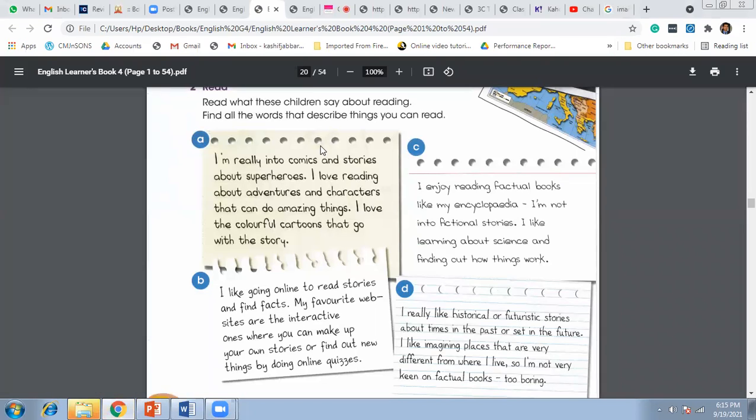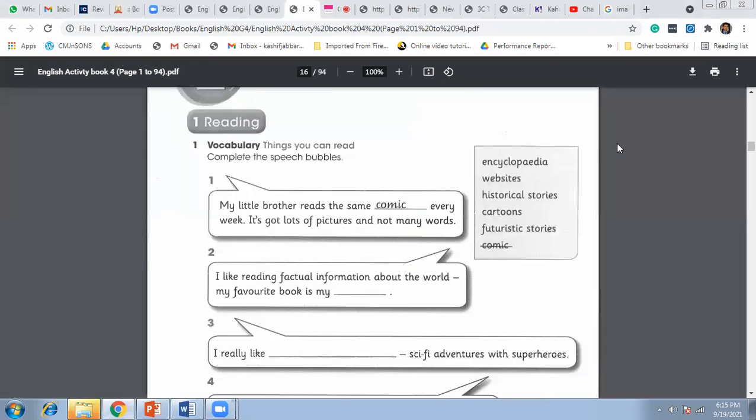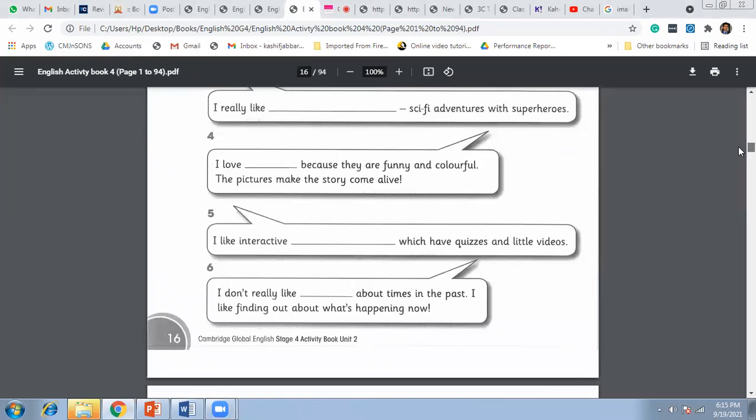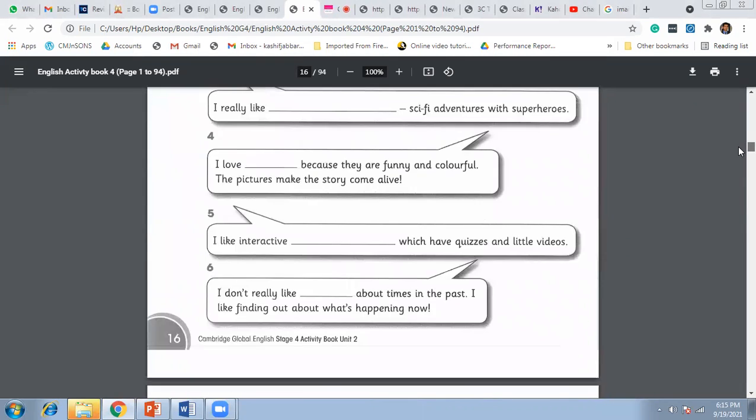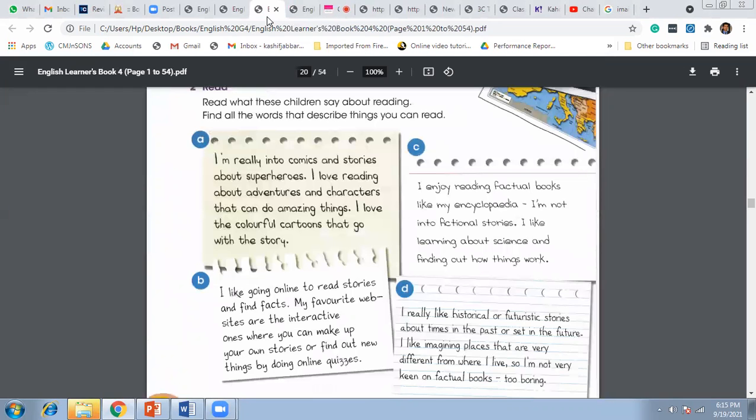And that is it for today. Furthermore, your homework will be page number 16 as well as page number 17. For today, you are going to write. This is it today. It was the summary of today's lesson.